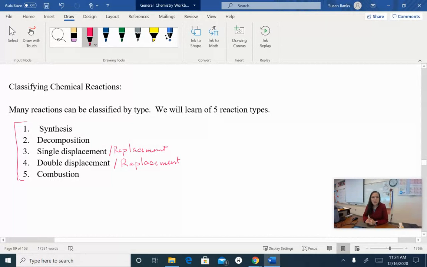Okay, single displacement. It's where I have one element that replaces or displaces another element in a compound. So I call this my mean girls reaction, and you'll see why in just a minute. And then double displacement. This is where I have 2 things that are switching places. So essentially in a double displacement reaction or a double replacement reaction, every single thing in that reaction is switching partners. And then combustion. Combustion, we usually think of fire, explosions, and things like that. It's actually just the burning process between carbon, hydrogen, oxygen that always creates carbon dioxide and water. Okay, so let's go into these.